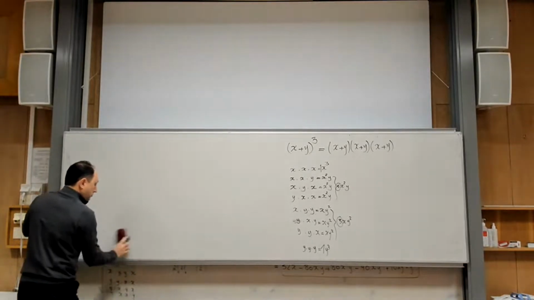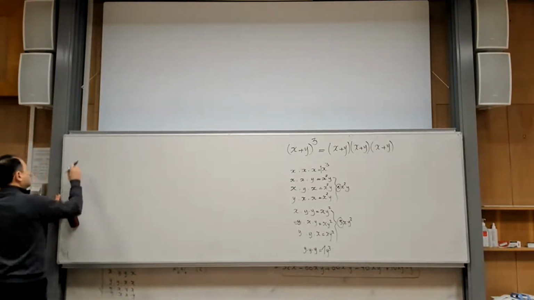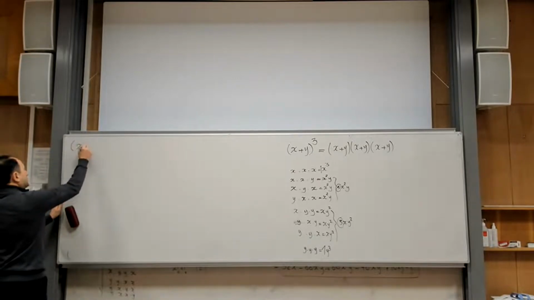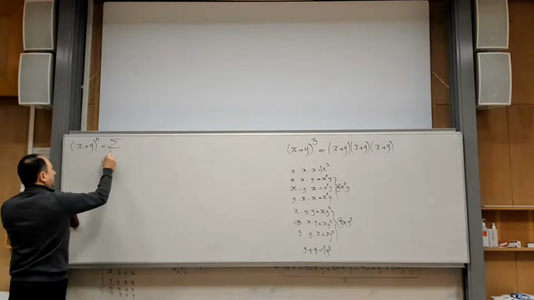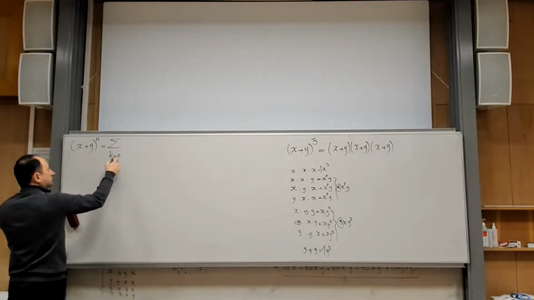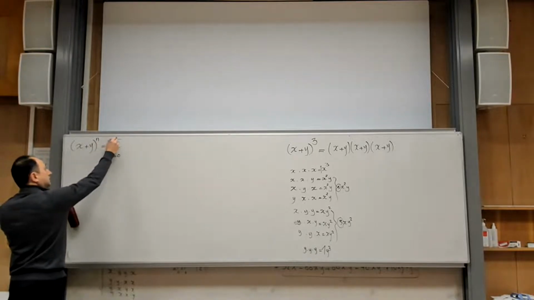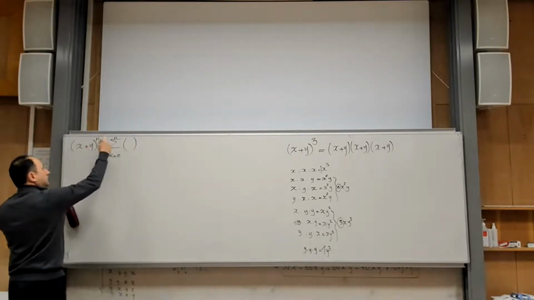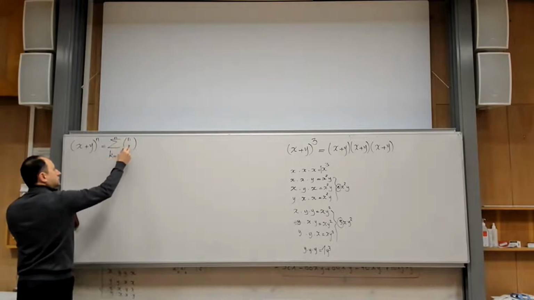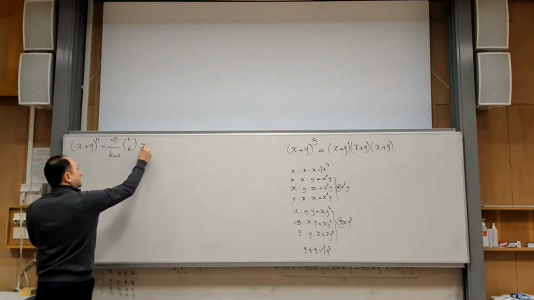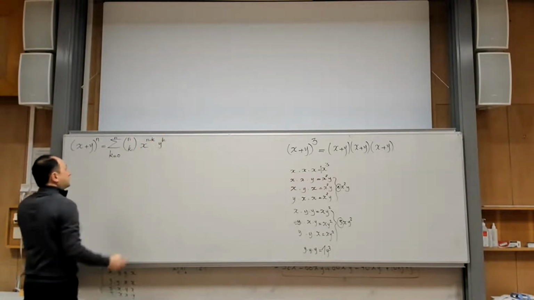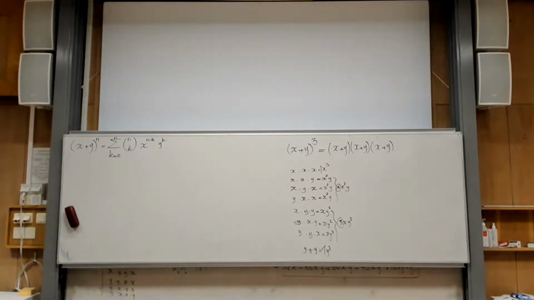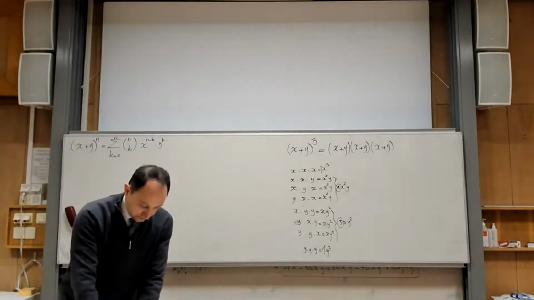So let me write this formula here. (x + y)^n is equal to the sum over k, and any letter can be used: i, k, j, or whatever. It goes from 0 to this number n, the counter of your sigma here, and then you write x^(n−k) multiplied by y^k. That's the binomial theorem.